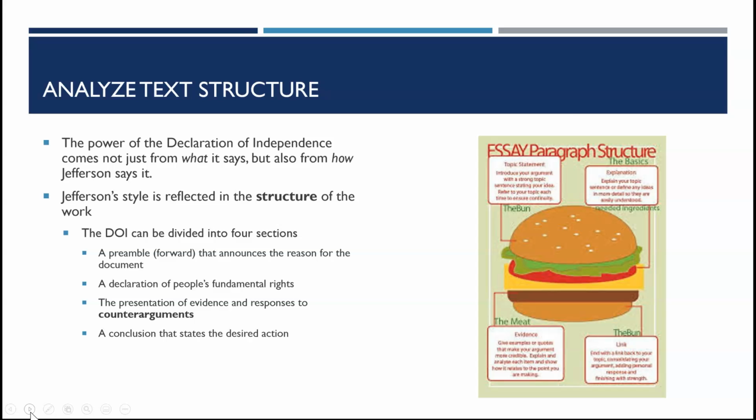Analyzing text structure. So the power of the Declaration of Independence comes not just from what it says, but also from how Jefferson says it. Jefferson's style is reflected in the structure of the work. The Declaration of Independence can be divided into 4 sections: a preamble or foreword that announces the reasons for the document, a declaration of people's fundamental rights, the presentation of evidence and response to counterarguments, and a conclusion that states the desired action. So we're talking about structure. This is how we would break the Declaration of Independence up.